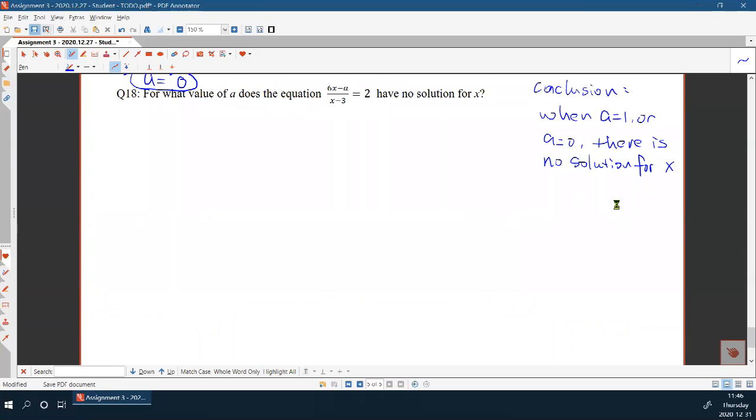The method to solve the last question is very similar to the previous question. So first of all, we need to discuss the domain. Okay, because x minus 3 cannot be 0. That means our domain is x could be any real number, but cannot be 3, right? This is our domain.